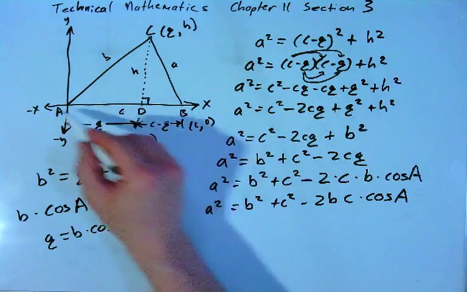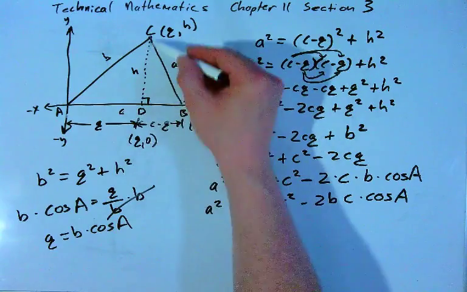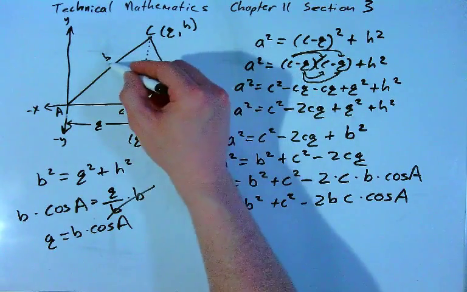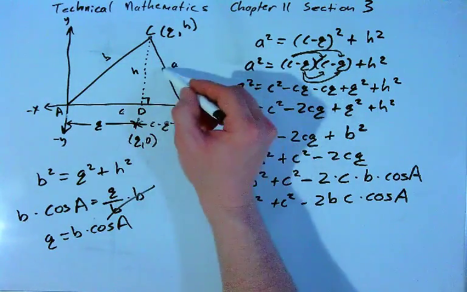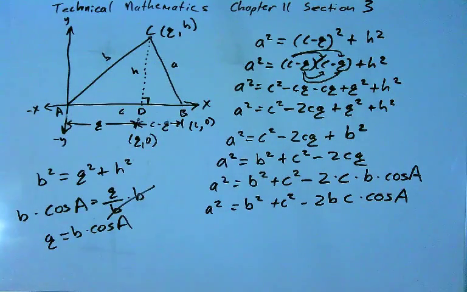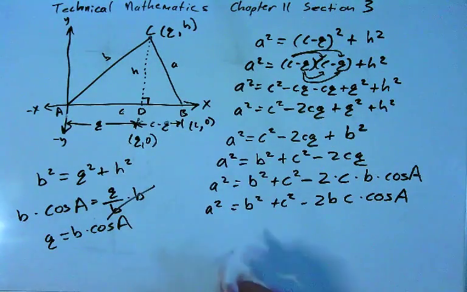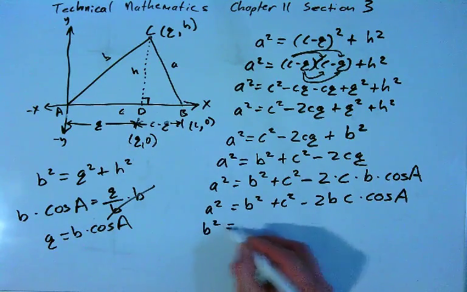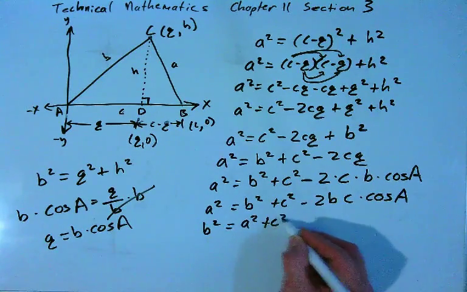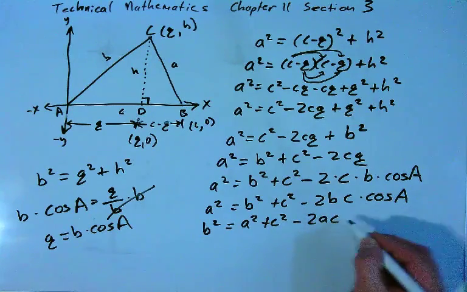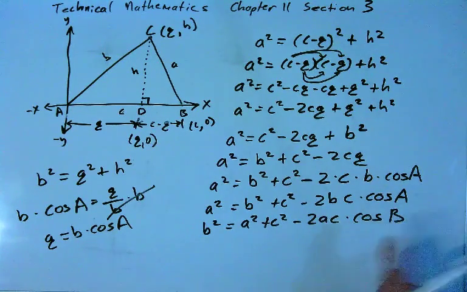I focused on a height that went from side C up to angle C. I could have drawn an altitude from side B to angle B, or from side A to angle A. I could have had three different options here of where to draw the altitude, and where I draw the altitude affects this formula slightly. If I drew a different altitude, I could have gotten B squared is equal to A squared plus C squared minus 2AC times the cosine of B.